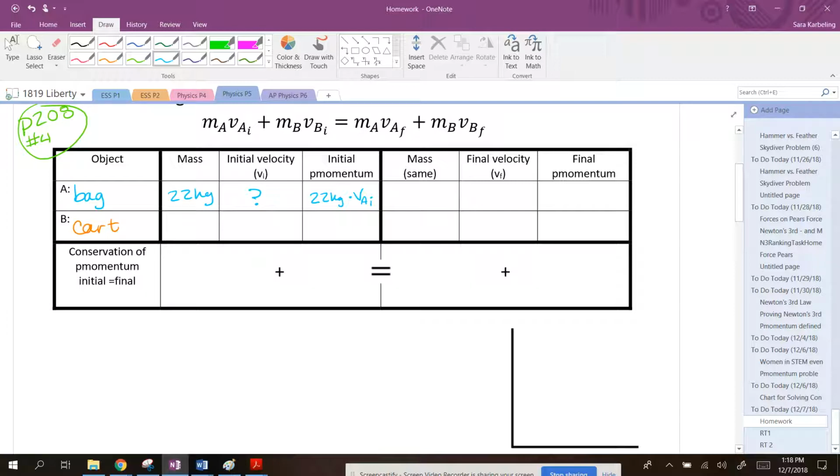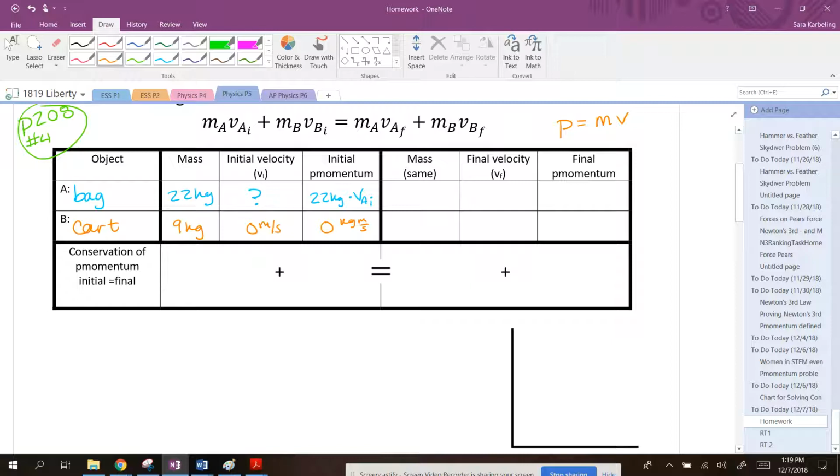All right. What is the mass of the cart? 9 kilograms. What is the initial velocity of the cart? How do you know it's 0? Stationary. Stationary means not moving? Absolutely. What's the initial momentum of the cart? It's 0 kilogram meters per second. Thank you. Because remember, momentum is mass times velocity.